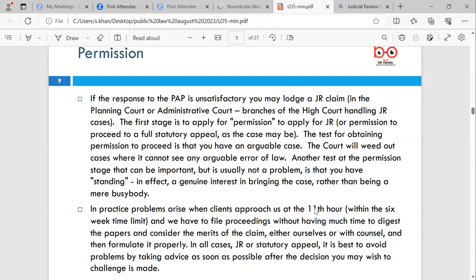The test for obtaining permission to proceed is that you have an arguable case. The court will weed out cases where it cannot see an arguable error of law. Another test at the permission stage that can be important, but is usually not a problem, is that you have standing. So in effect, a genuine interest in bringing the case rather than being a mere busybody.